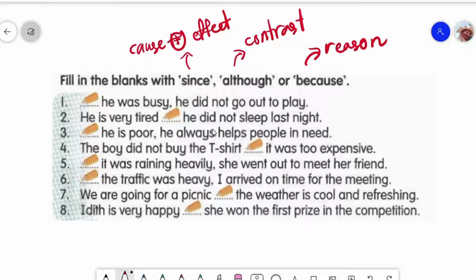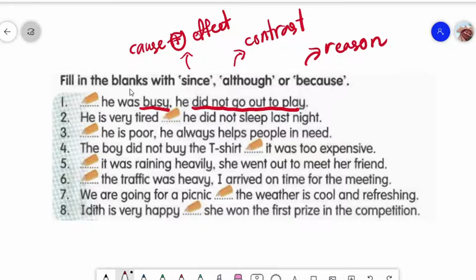All right, he was busy. He didn't go out to play. Busy, did not go out to play. Sibuk, tidak keluar bermain. Okay, adakah kedua-dua ini bercanggah? Are they contrasting one another? No, tidak bercanggah. Alright. So, which one is the best answer? Since he was busy, he did not go out to play. Or because he was busy, he did not go out to play. Okay, the answer can be either since or because.